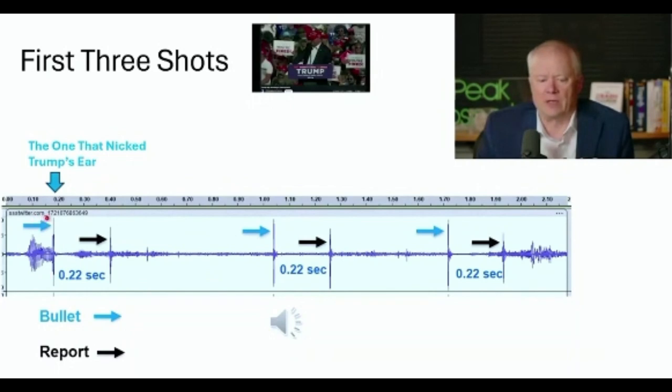And so here's the shot. This is the sonic crack. So that's the bullet, the blue arrows, and then the report is going to be the black arrows. So that's the crack, thump, crack, thump, crack, thump. And of course, it was the first bullet that nicked Trump's ear.